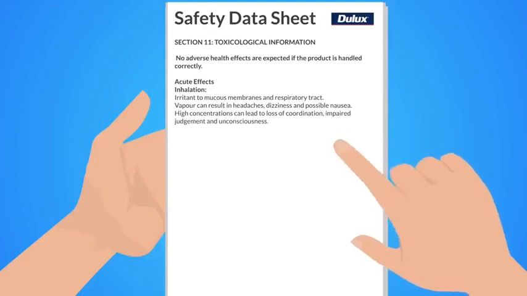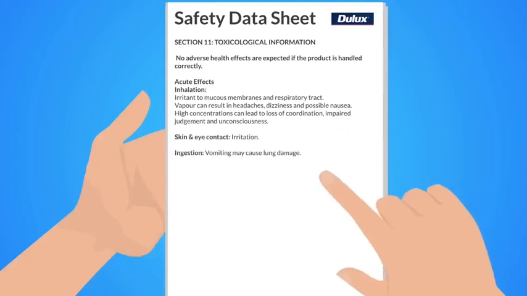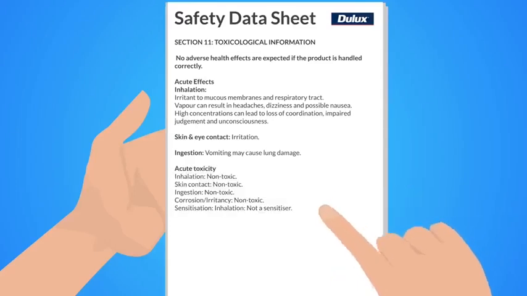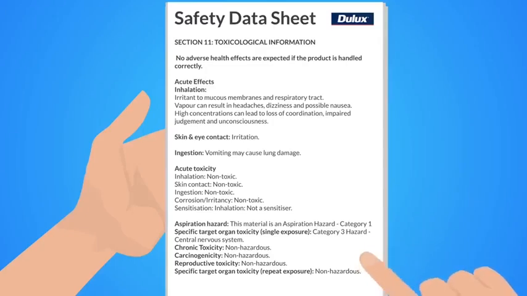After a general comment, we see acute or rapid effects of inhalation, followed by the acute effects of soft tissues and ingestion. Continuing down the Section 11 list, we come upon acute toxicity or rapid poisoning. Wrapping up Section 11, we can see the chronic or long-term exposure effects on health.